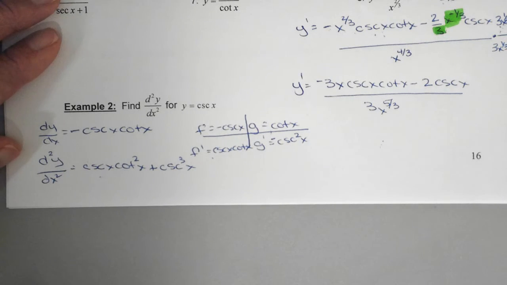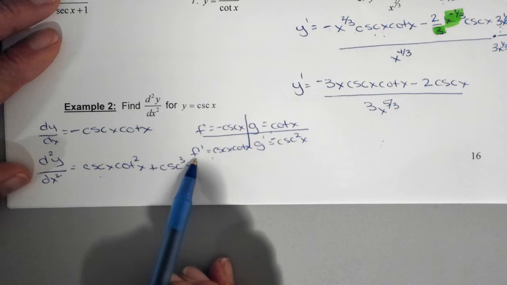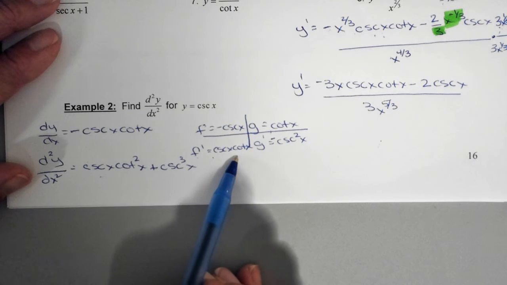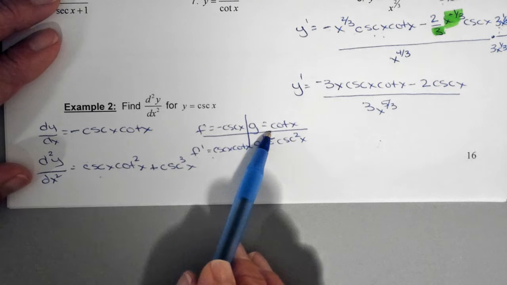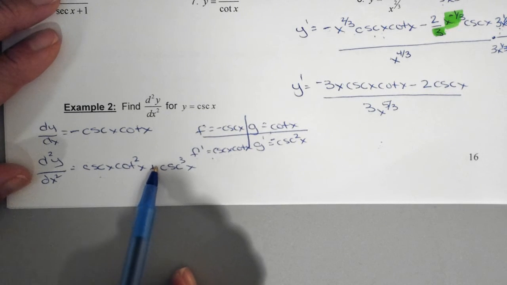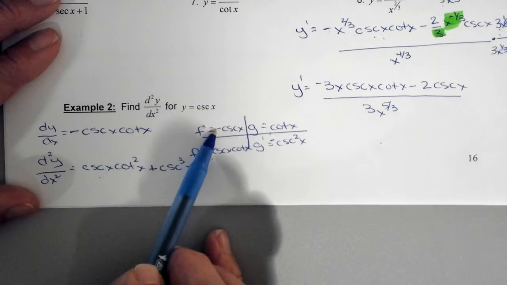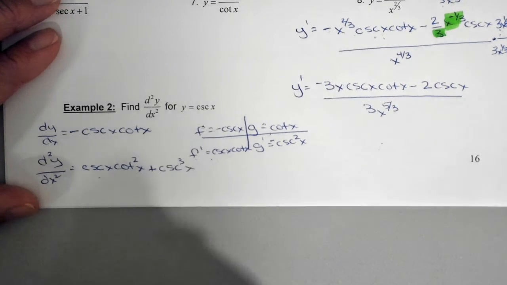Are you sure? Sorry. Yep, that's okay. Do the product rule? Okay, so it's f prime times g. So f prime, cosecant, cotangent, times a cotangent. So that's where I get the cotangent squared. Then before I put the plus here, I want to make sure that I didn't have a positive times a negative. So then it's fg prime. So it's a negative times a negative, which makes a positive.